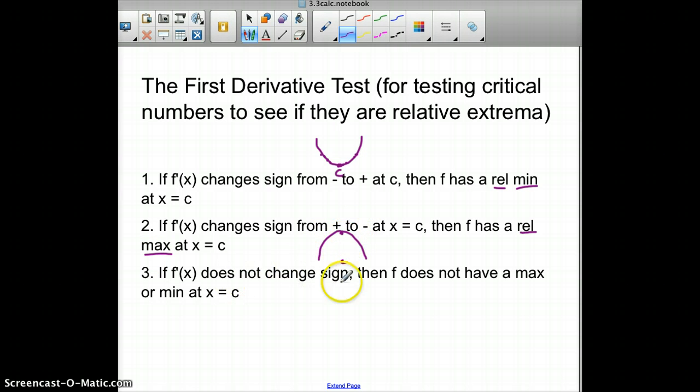If the derivative does not change sign, so if our derivative is negative, and then here the derivative equals 0, and then the derivative's negative again, then there's not a maximum or a minimum there. So the definition of something being a relative max or a min is that the derivative changes sign on the left side and the right side of it.